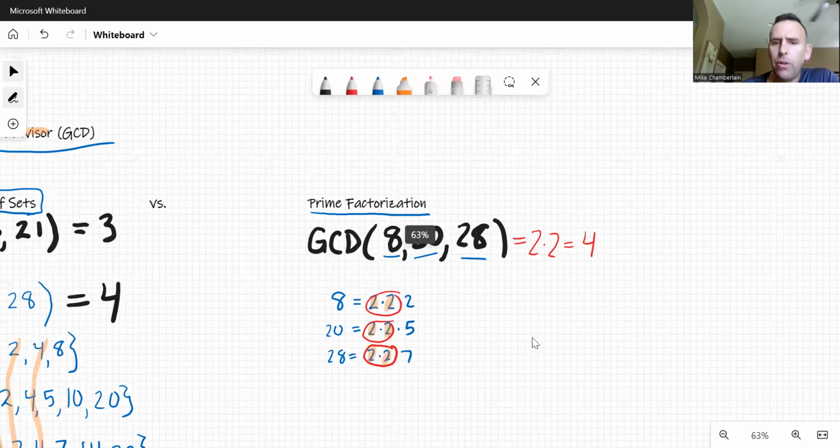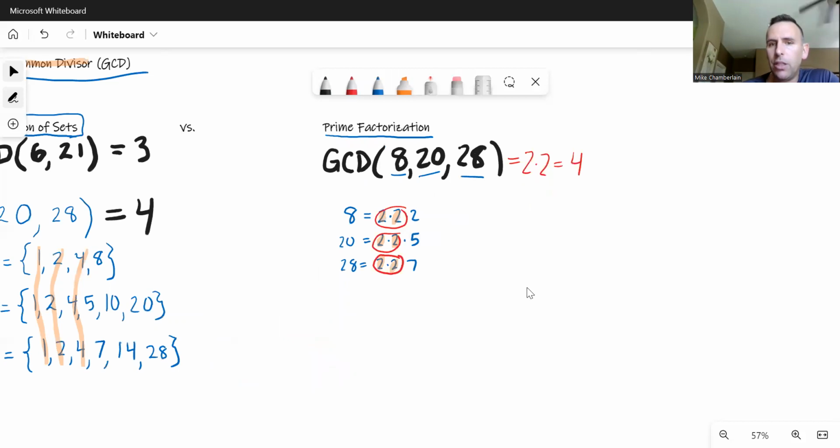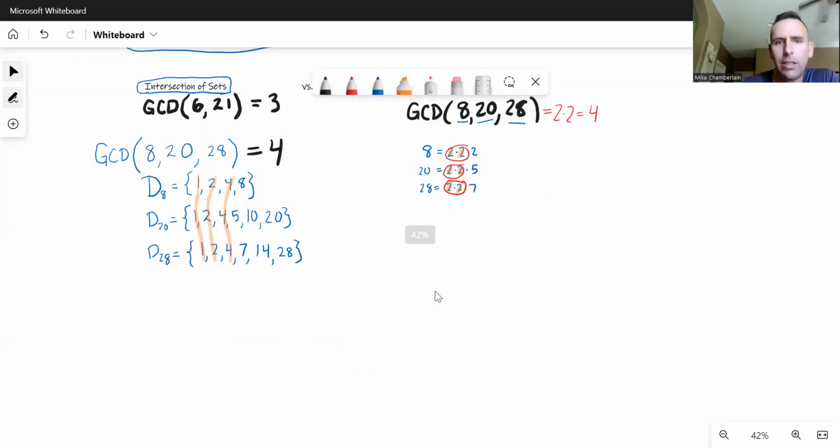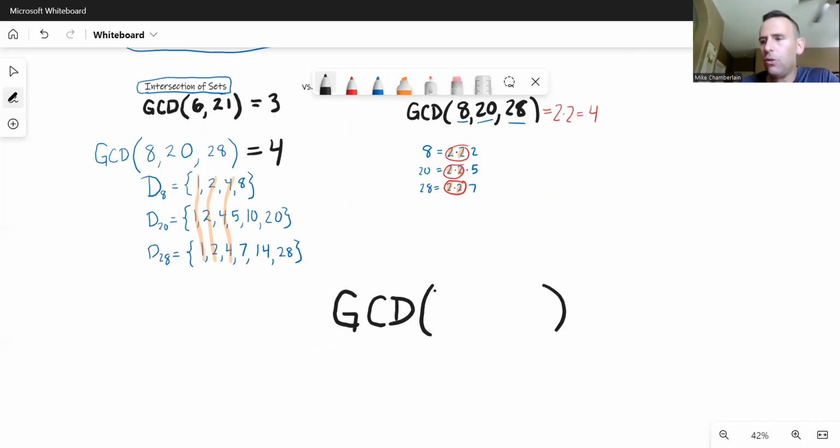Now, it may not seem like either of these methods are necessary, and that's because the numbers are relatively small. When the numbers get much larger, you'll see that one of these two methods may seem better. So let's take a look at one last example where you might want to think about what is the difference between the two. All right.